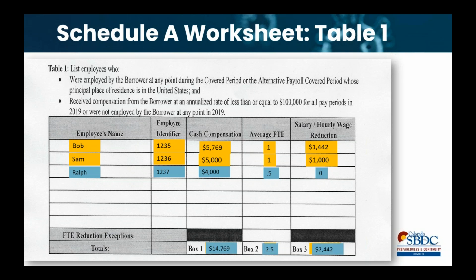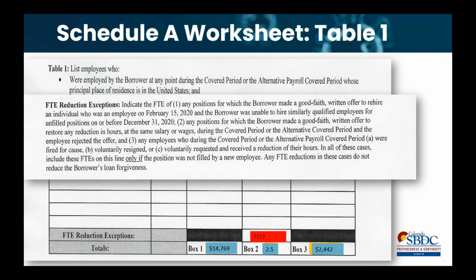We have one final consideration to make for Ralph, and it is in the box called FTE Reduction Exceptions on page 5. Here are the rules as shown on that page. As displayed, there are a number of actions that we could have taken that would allow us to continue to count Ralph as a full FTE. Let's say that we offered to restore Ralph to full-time at the same rate of pay, and he refused to take the offer. We would be able to use this exception to count Ralph as if he had been a full FTE.